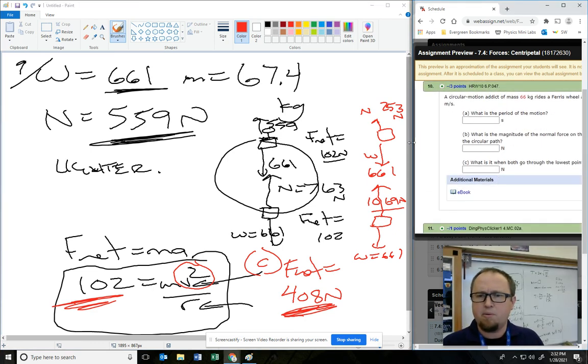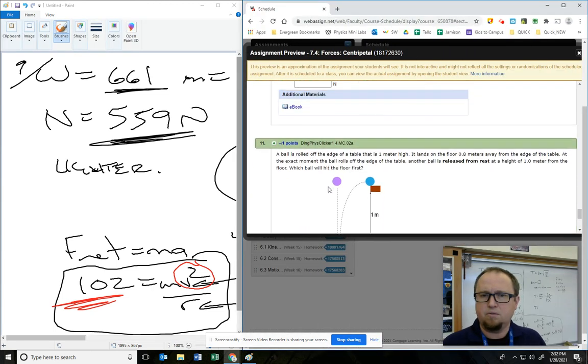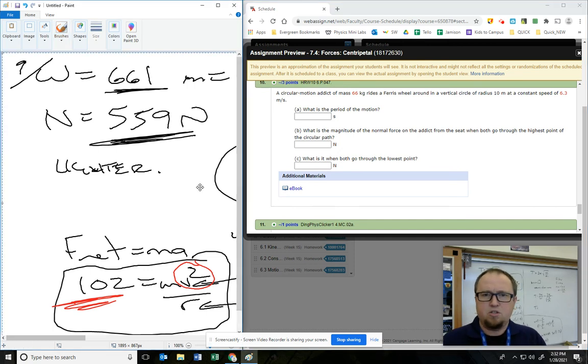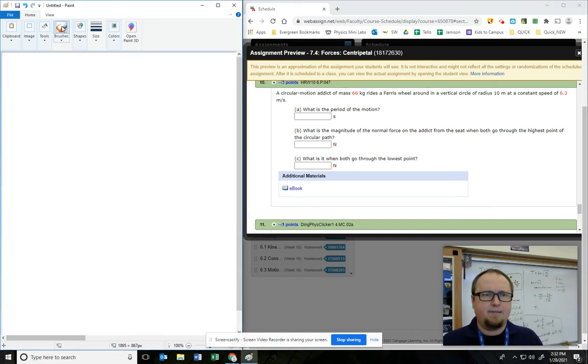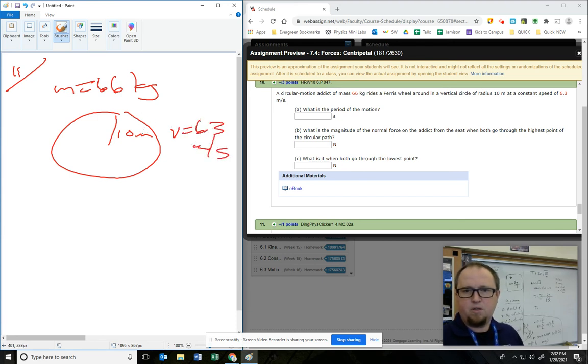Big 1-0. I'm trying to remember how many problems we have on this one. Number 10 and number 11 are our last two. Number 10, circular motion addict. All right, circular motion addict has a mass of 66 kilograms, in a vertical circle of radius 10, at a constant speed of 6.3 meters per second. What's the period of motion?